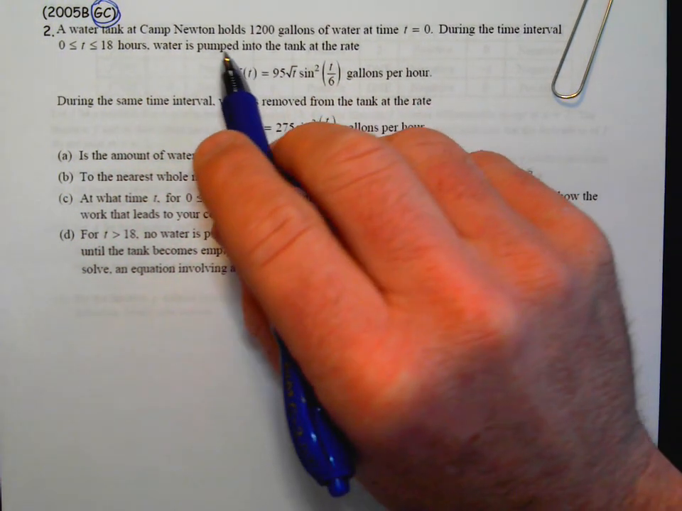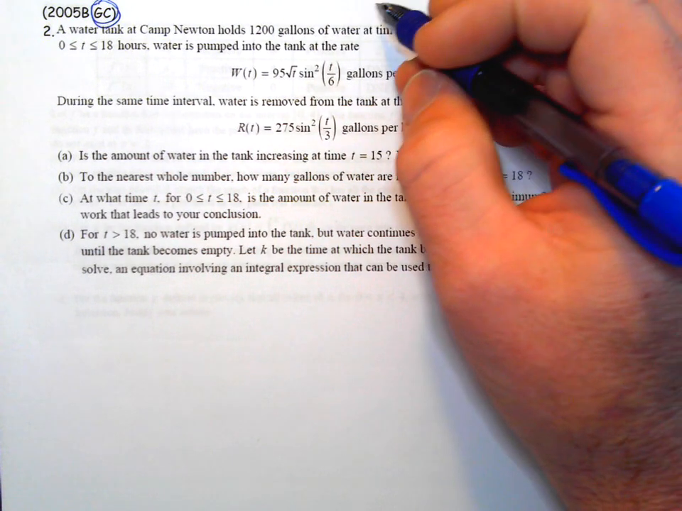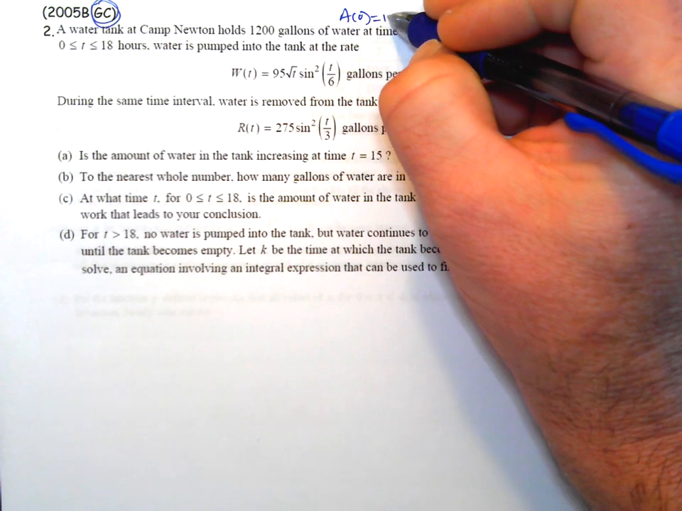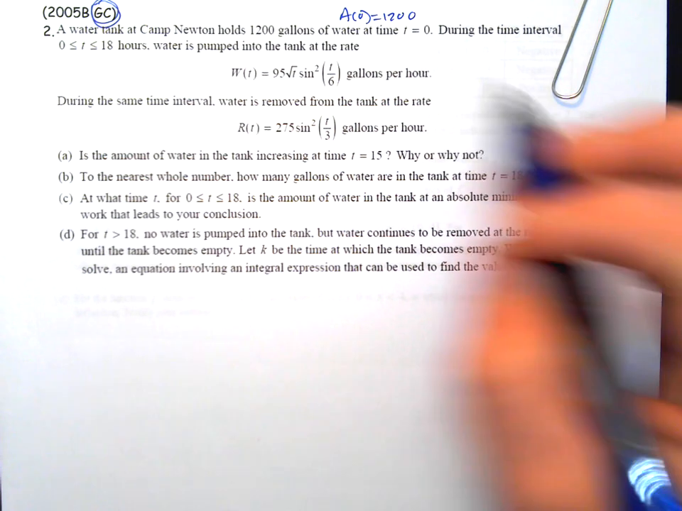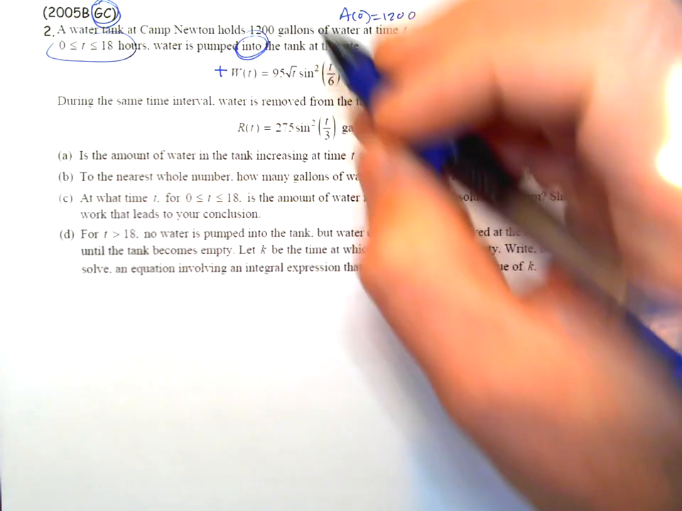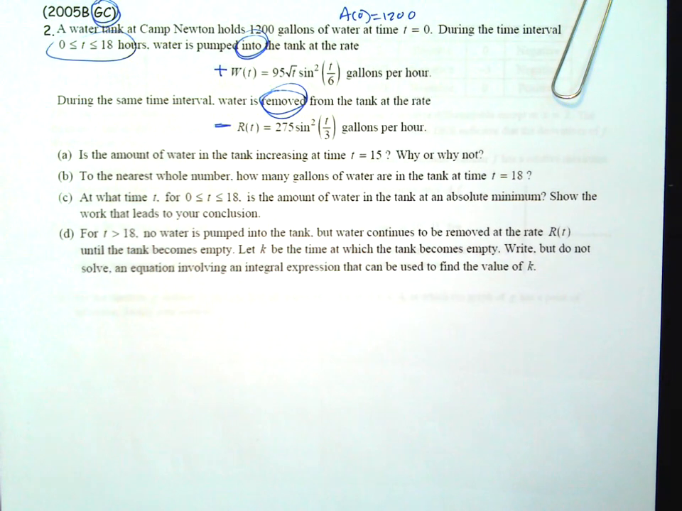Water tank Camp Newton holds 1,200 gallons of water at time 0. So that sounds like an initial condition. During the time interval 0 to 18, those are your endpoints, water is pumped into the tank. So I like to put a plus next to it. During the same interval, water is removed from the tank. Let's put a minus next to that. And so this is rate model, isn't it?